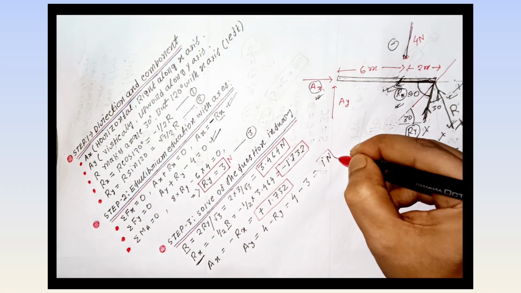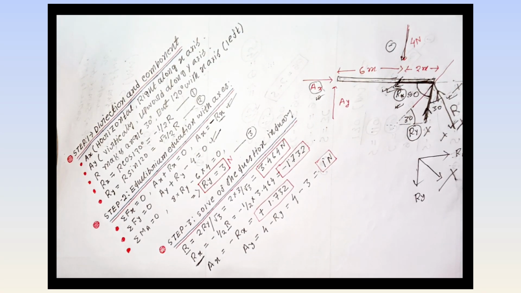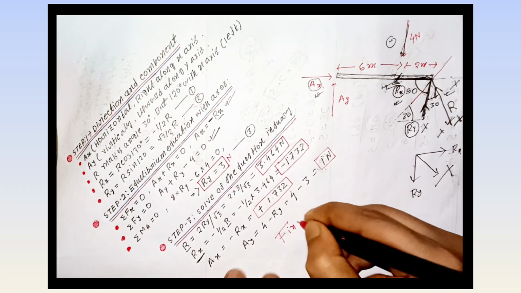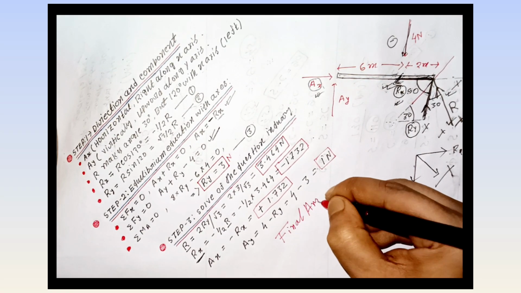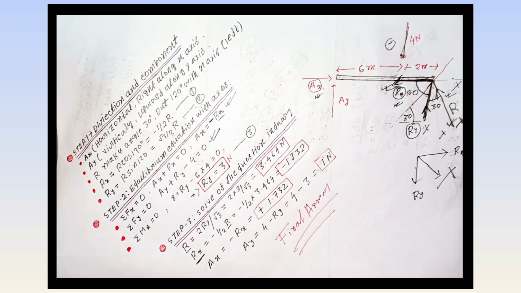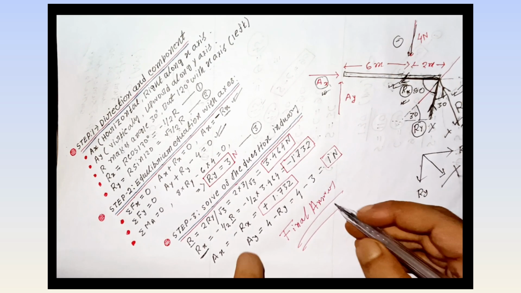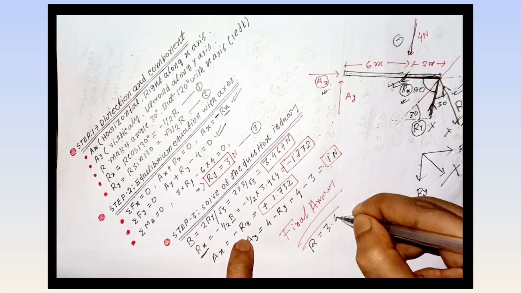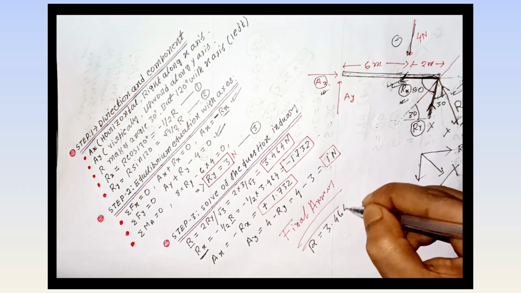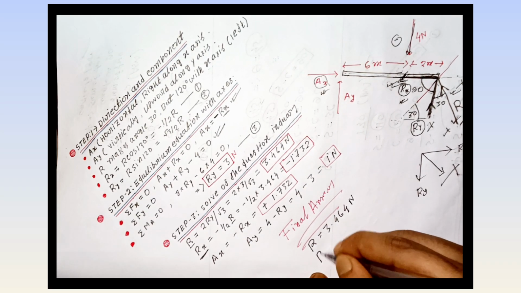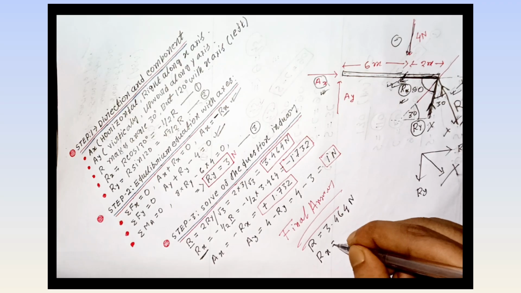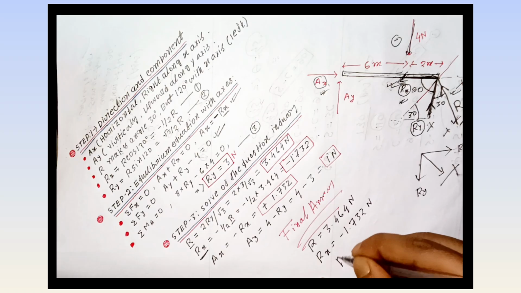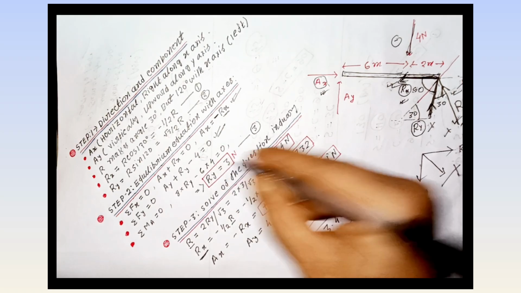So we now have Ax, Ay, R, Rx and Ry. Final answer, note it down. This is the complete answer sheet for your exam hall. Just go and copy paste exactly what I am teaching you now. 100% guarantee you will be the topper. R equals 3.46 Newton, Rx equals this, Ry equals this.